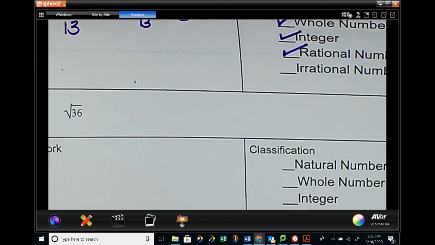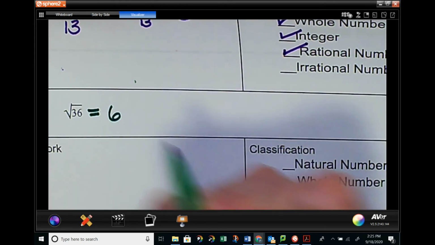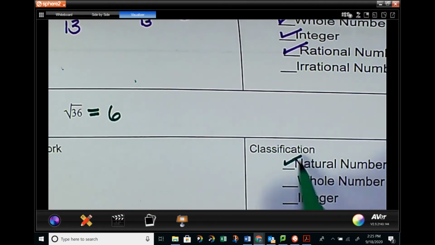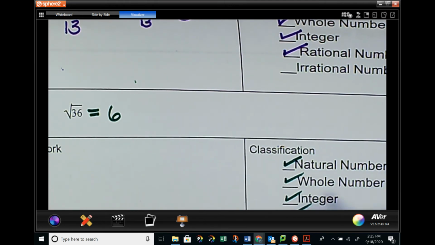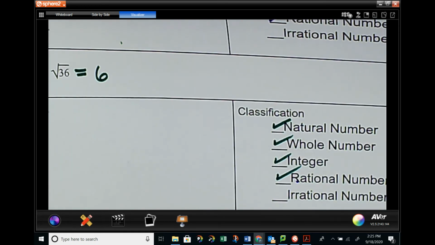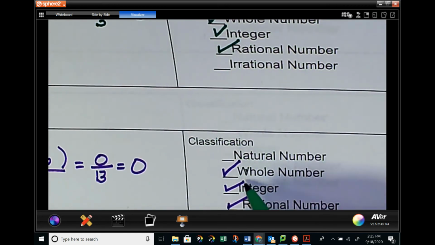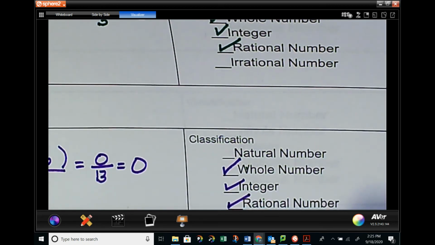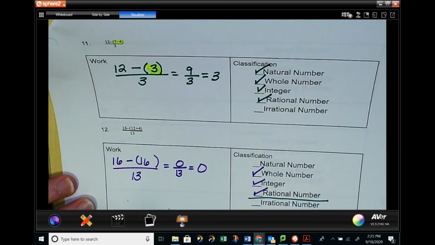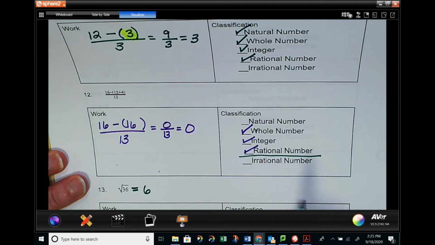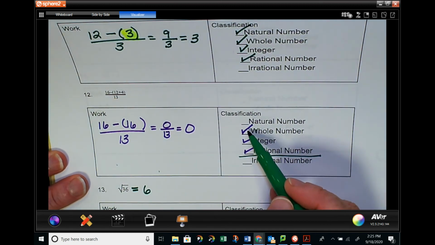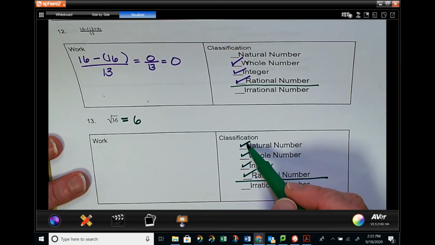Square root of 36. Type that in the calculator, and we get 6. So that's a natural number, it's a whole number, it's an integer, and it's rational. So when you have this, if it's a natural number, notice it's all of those underneath. When it's a whole number, it's all, and all goes through there. So you've got those little stopping points at rational. So anything that you click up above, if it's a whole, it's an integer and it's rational. If it was a natural number, then it's all of these.